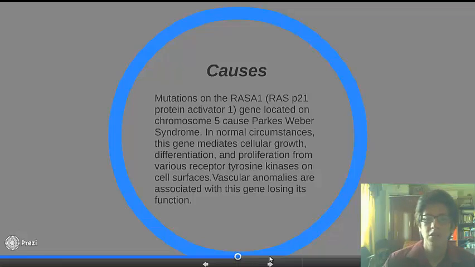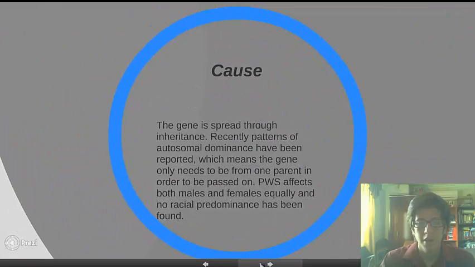Causes: mutations on the RASA1 gene located on chromosome 5 cause Parkes-Weber syndrome. In normal circumstances, this gene mediates cellular growth, differentiation, and proliferation from various receptor tyrosine kinases on the cell surface. Vascular anomalies are associated with this gene losing its function. The gene is spread through inheritance.